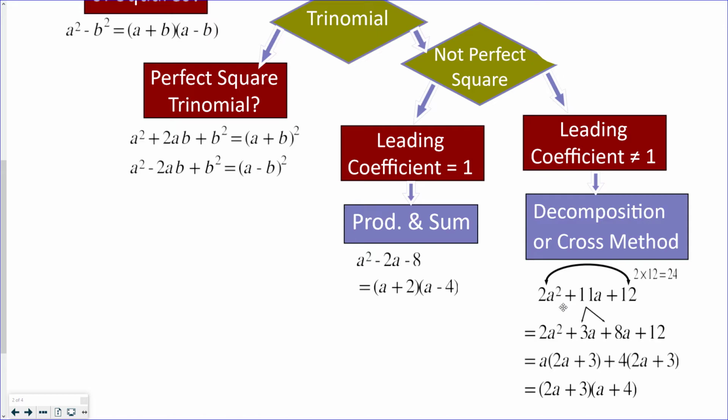The one thing you definitely need to take a close look at when doing the cross method is with perfect square trinomials. It can get a little messy. The example that I have here is decomposition. This is not the cross method. What you see here is decomposition.